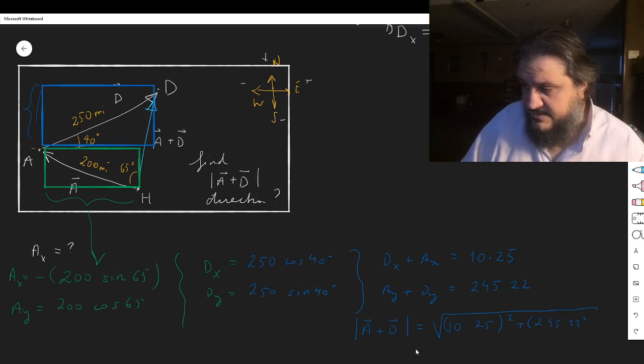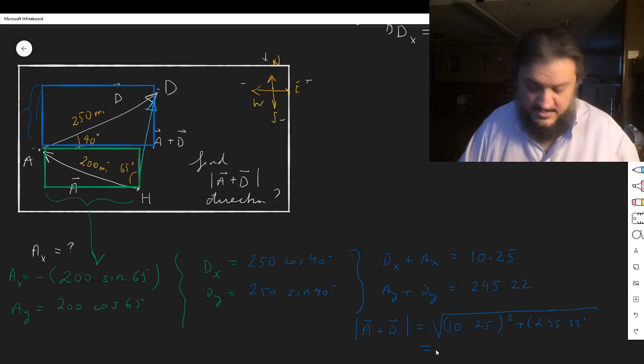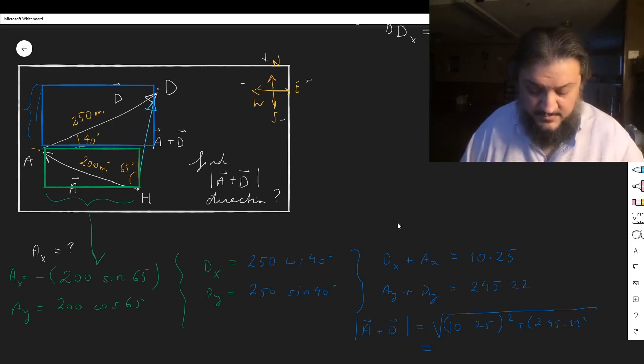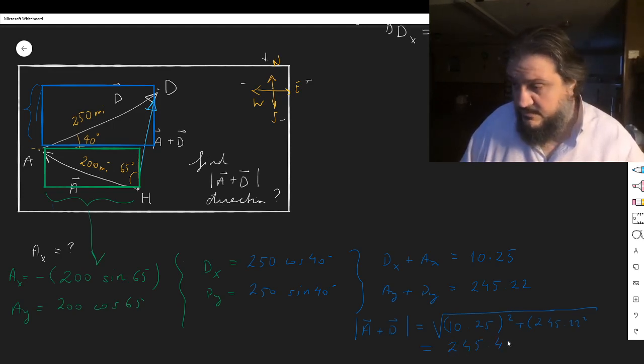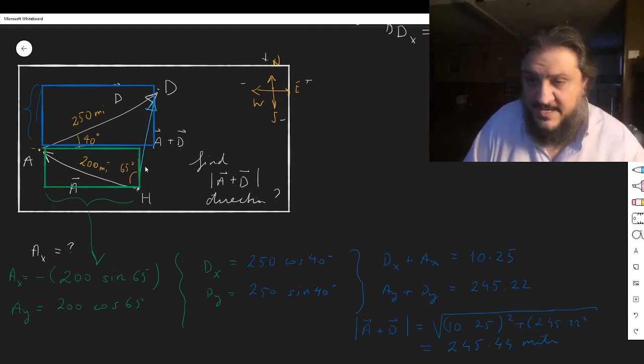245.22 squared. Okay, so this number squared plus 10.25 squared, and take a square root of that. 245.44 miles. What about the direction? Now I'm talking about this angle here. Call it phi.